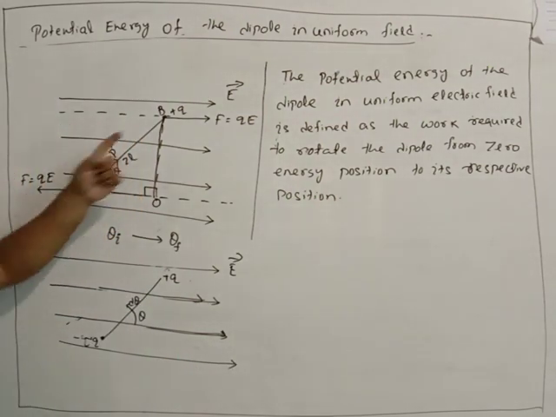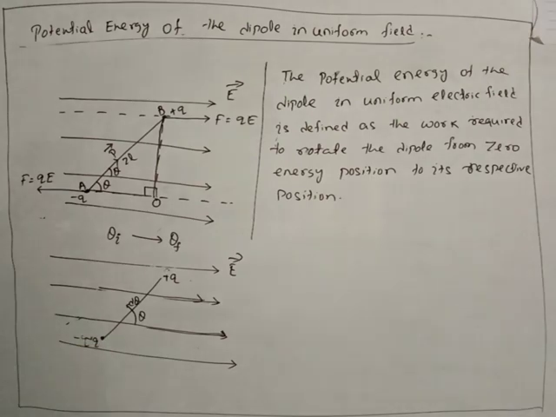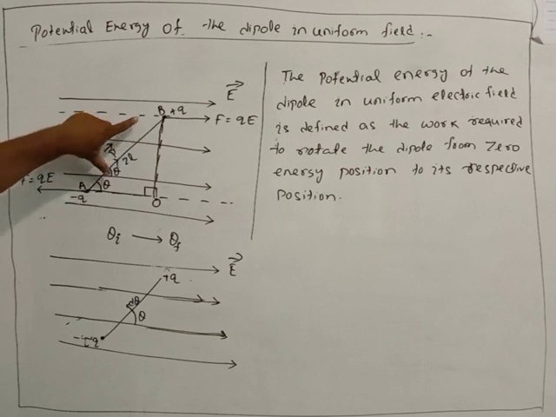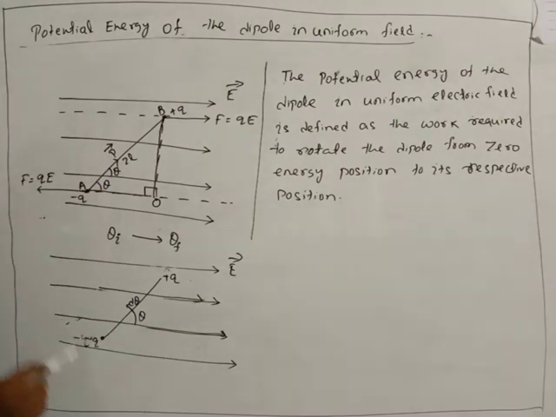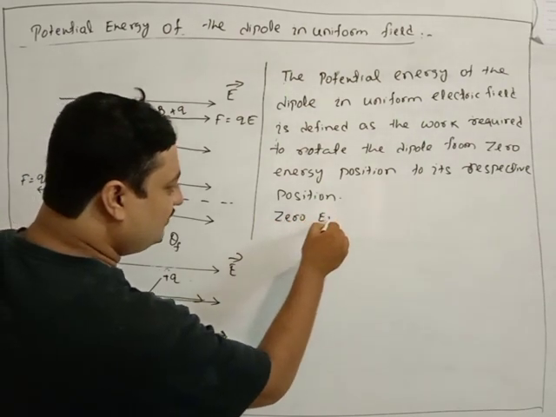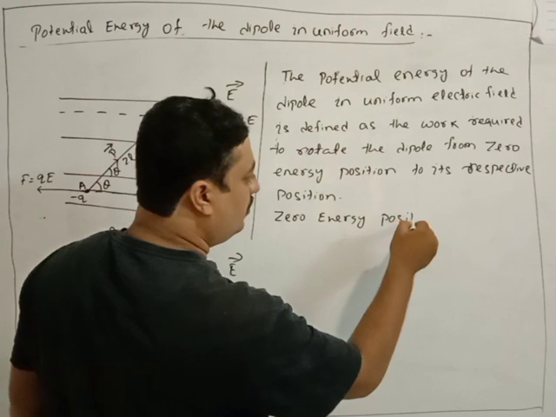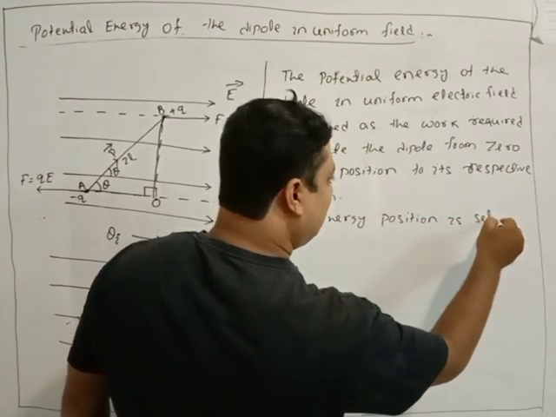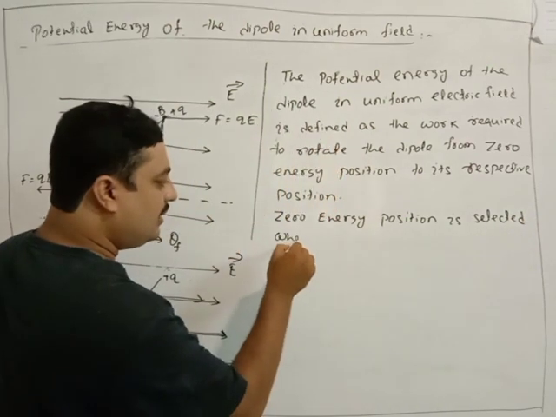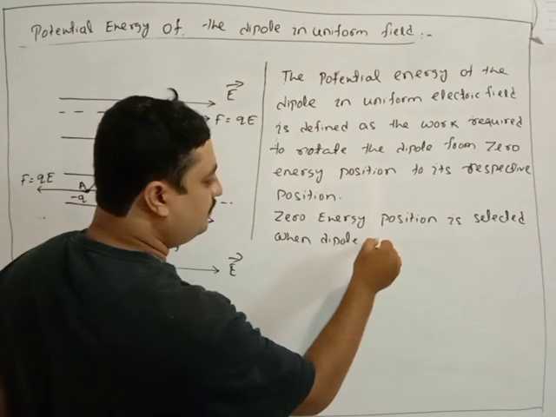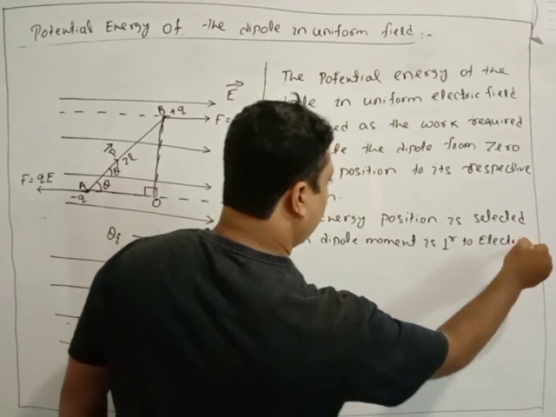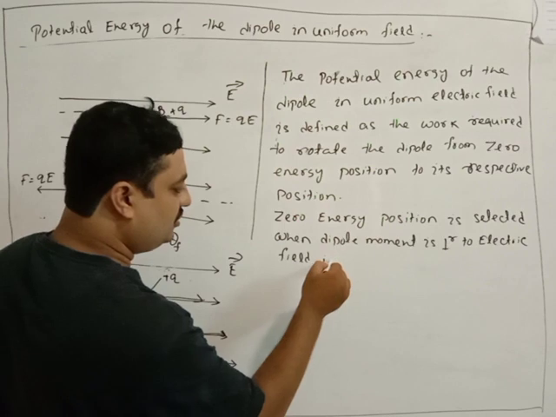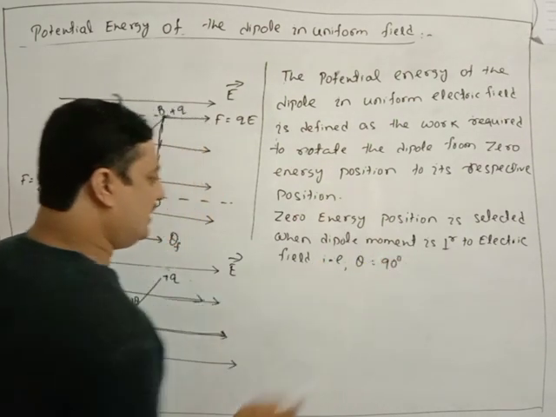So the dipole is inclined at an angle theta with the electric field. Now, the work we have to do to rotate it from the zero energy position to here, that is its potential energy. The zero energy position is selected when the dipole moment is perpendicular to the electric field, that is, theta equals 90 degrees.